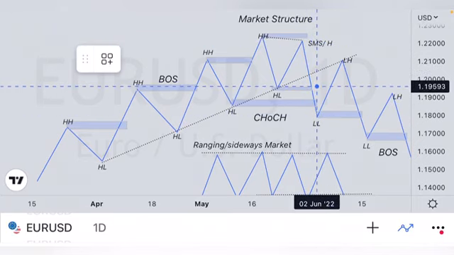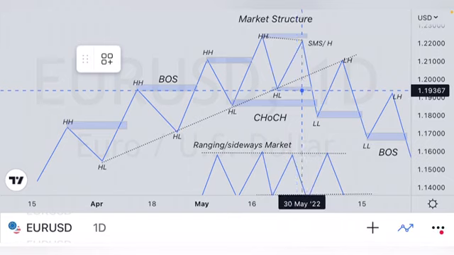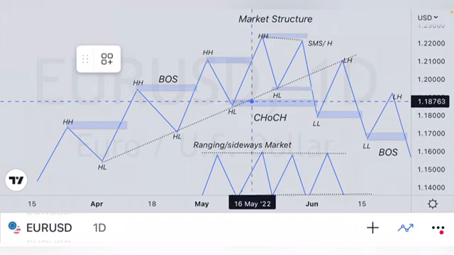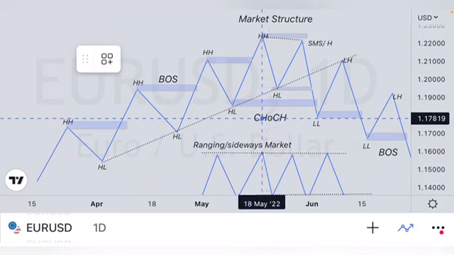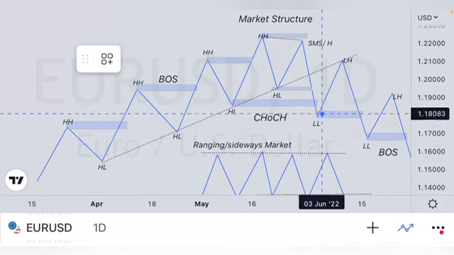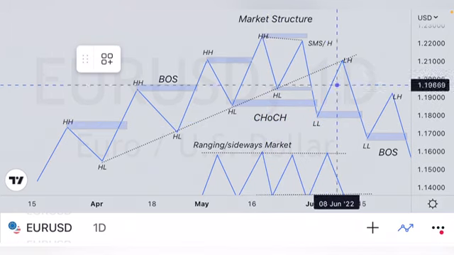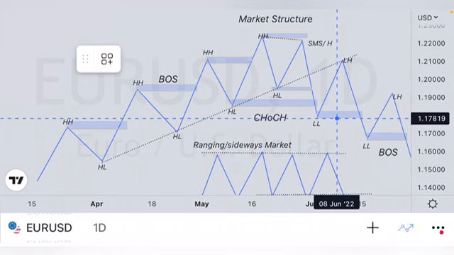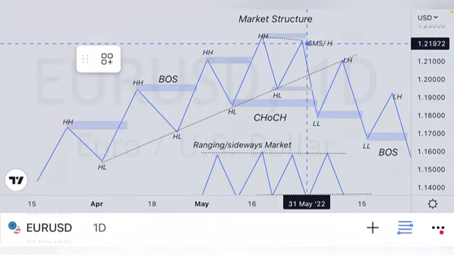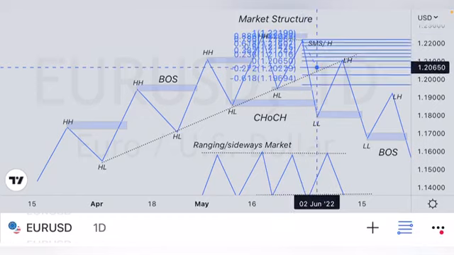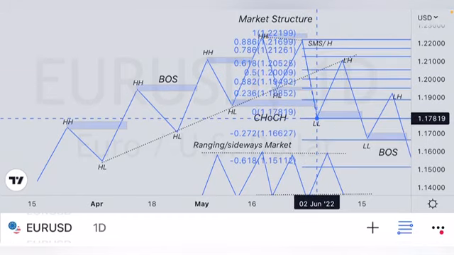Then it breaks. As it broke this trend line, it also broke the higher low and the second higher low, which gives us a choke. Choke means change of character, to ride the market as a bearish move. Then what do you want to do? You draw your Fibonacci from the swing high here to the lower low. Understand?